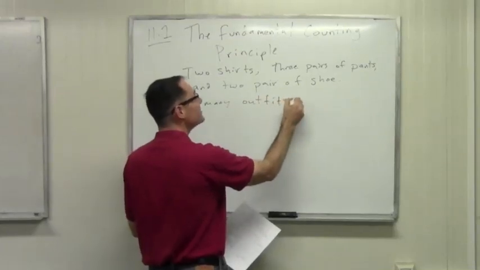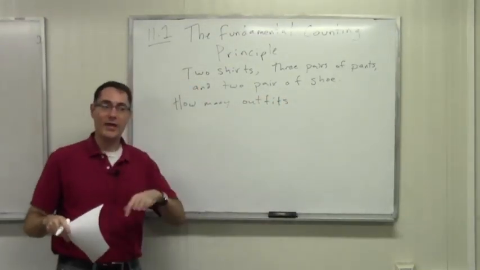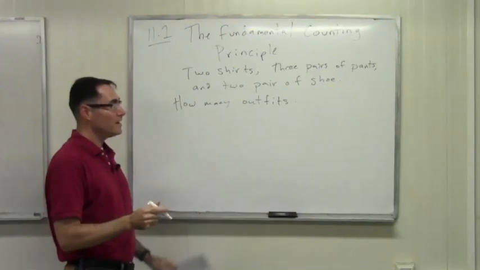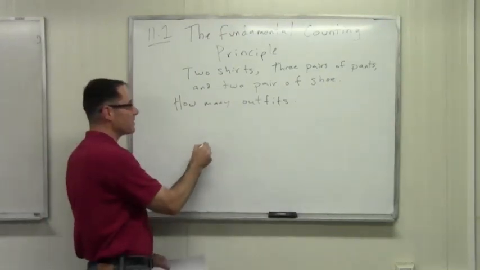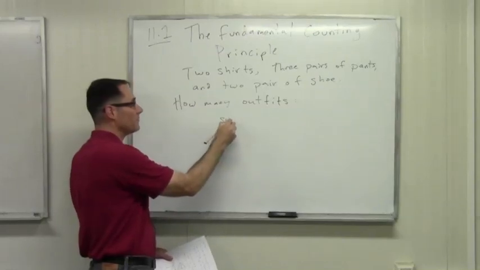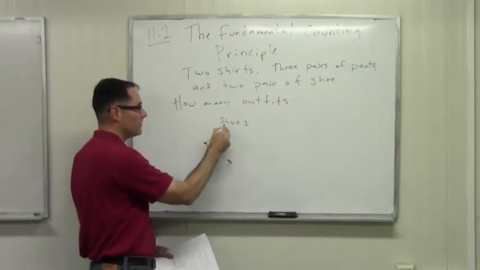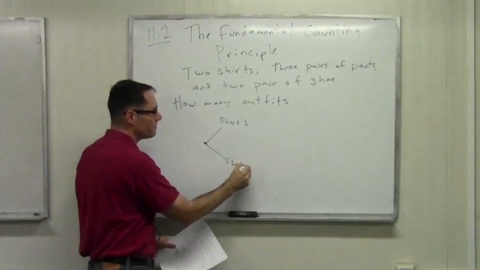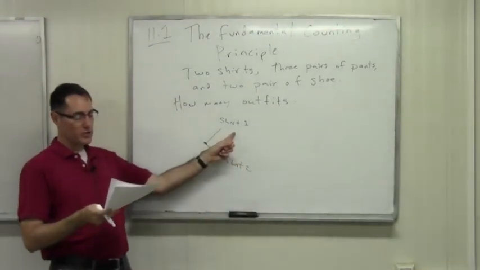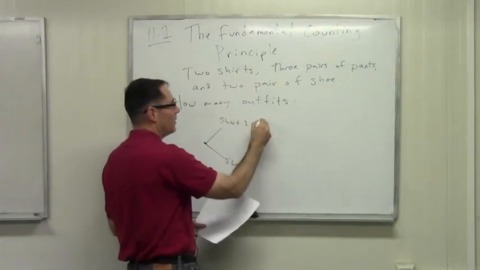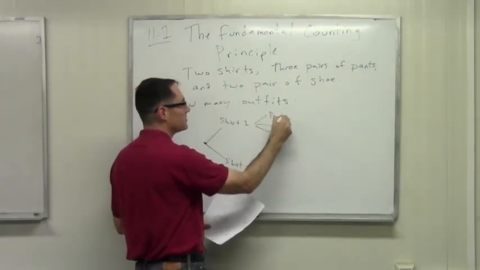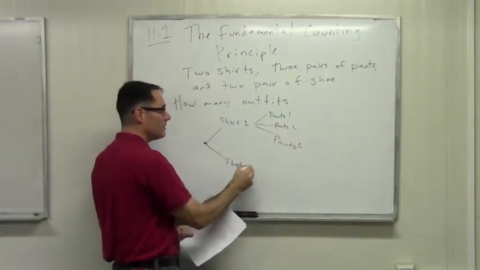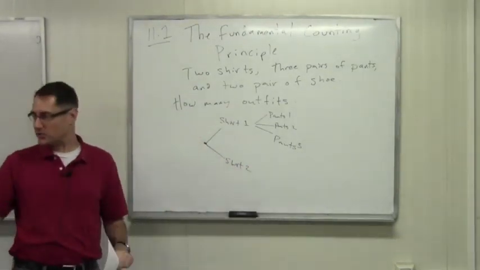This is, in some sense, almost like the penny, nickel, dime thing, where you have to enumerate all the different choices that you have. Okay? We're going to do it in a slightly different way, though. Let's take it this way. Let's say that you can wear shirt number one, or you can wear shirt number two. This is just kind of what we call graph notation. And if you're wearing shirt number two, you can wear pants one, pants two, or pants three. If you're wearing shirt one, you could also wear pants one, pants two, or pants three.